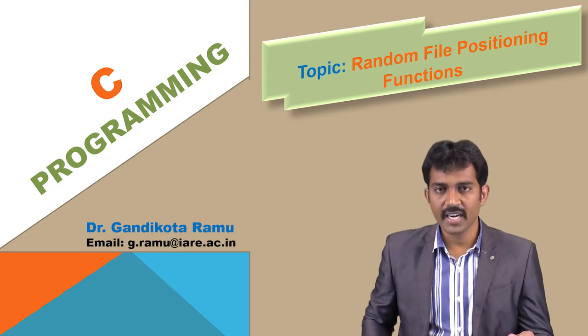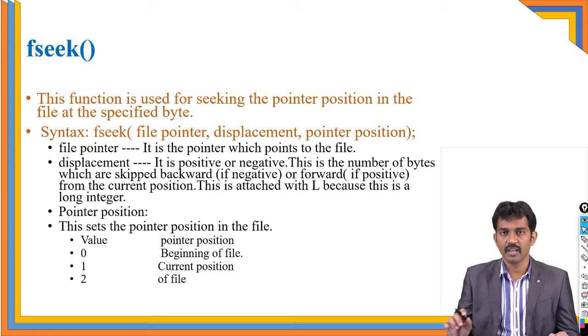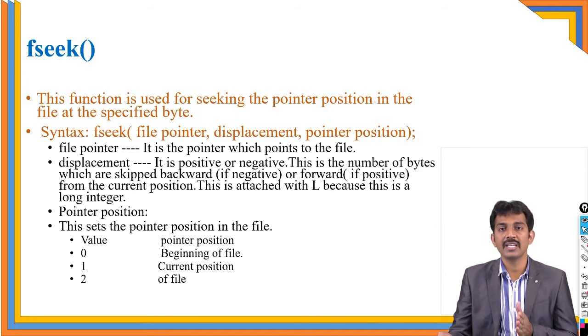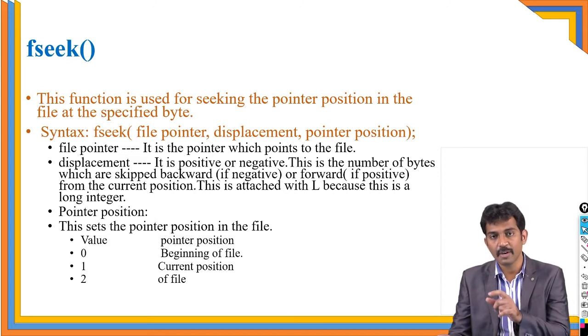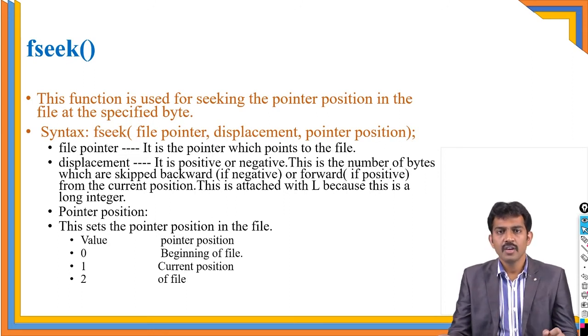The first file random function is fseek. Fseek is a function that is going to place your cursor position. Generally, if you open a file, the cursor is placed at the starting position or ending position. But if you want to place your cursor at a particular position, then you need to use fseek. Fseek places your cursor at a particular position in the file.